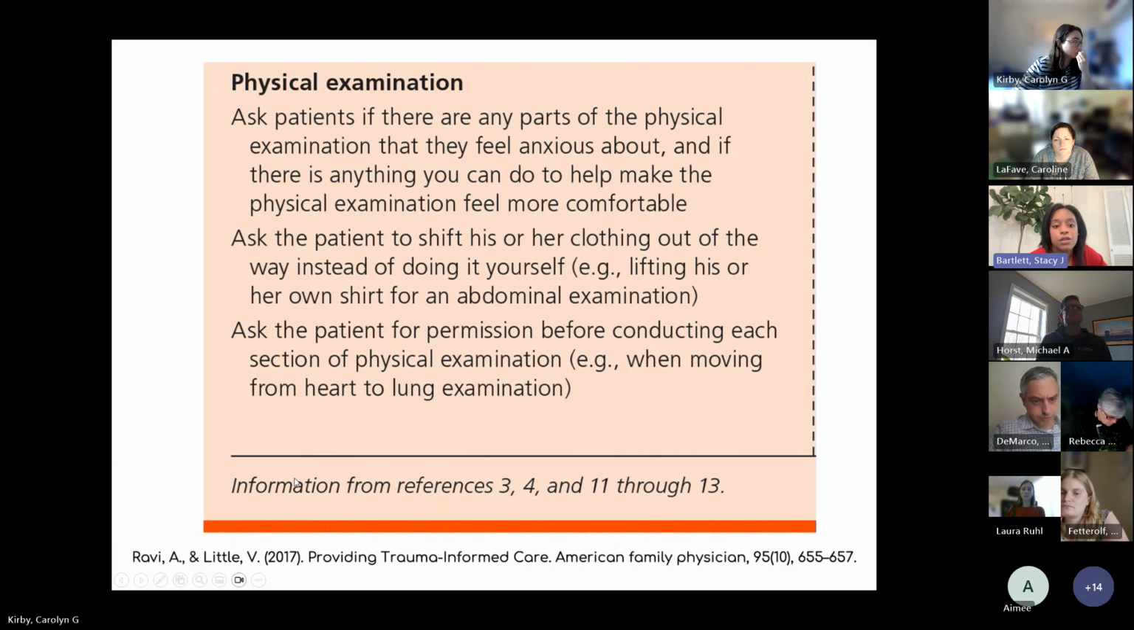And then, as we said, asking patients to shift clothing instead of asking them to take something off completely, or you doing it. So saying, are you able to move this? Move your shirt out of the way. And then permission, always permission.